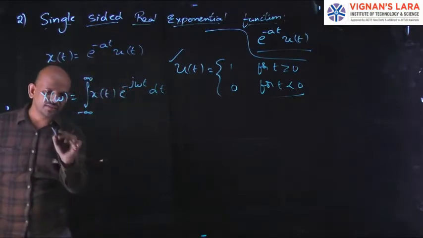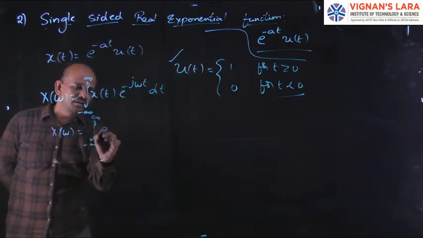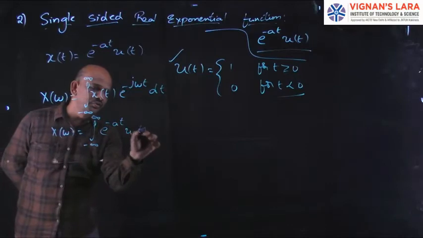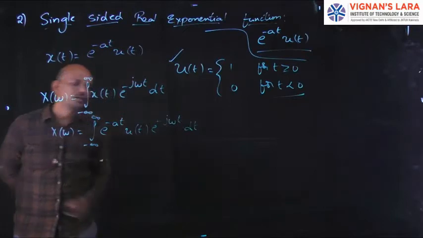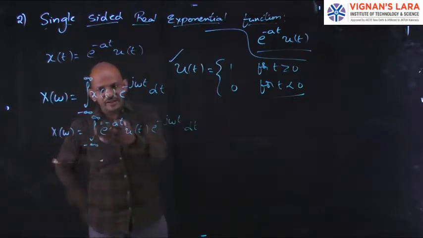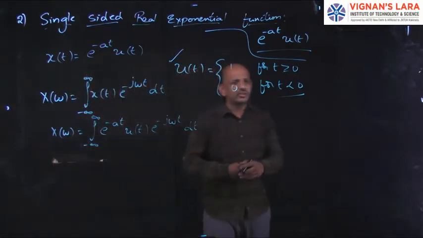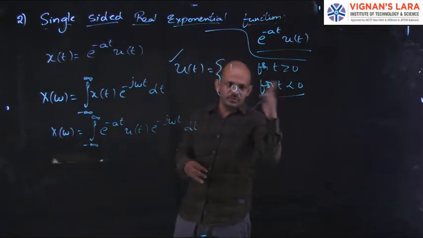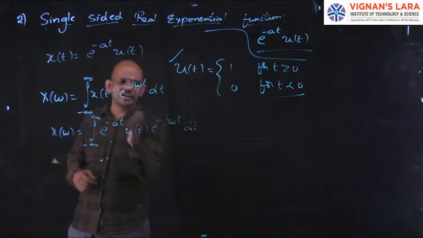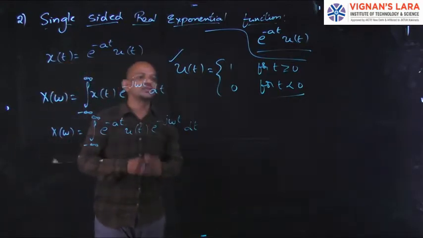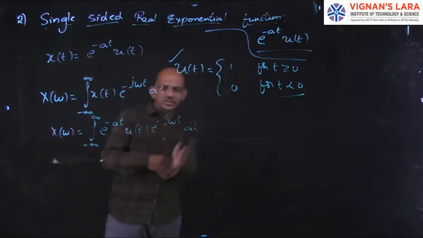So this can be written as X of omega equal to the integral from minus infinity to infinity of e power minus at u of t times e power minus j omega t dt. The t values are from minus infinity to plus infinity, but there is no need to consider all of them, because from minus infinity to 0 the value of u of t is 0. Zero times anything is 0 and the integral of 0 is 0. So there is no need to consider the values from minus infinity to 0 in this integral.